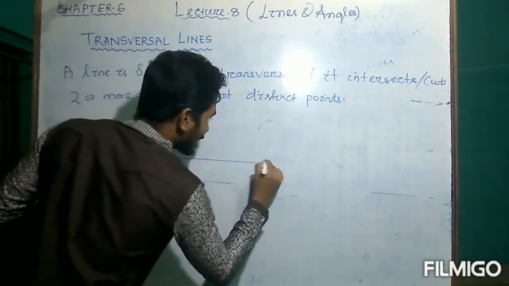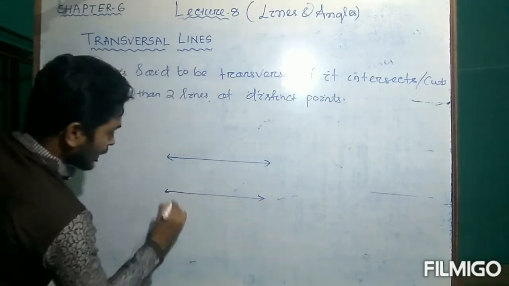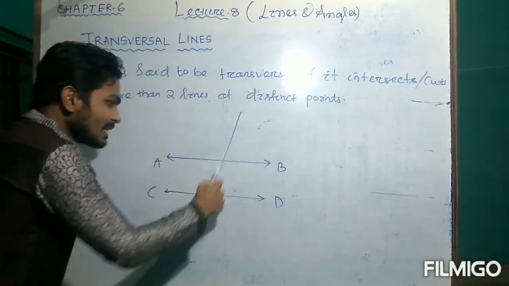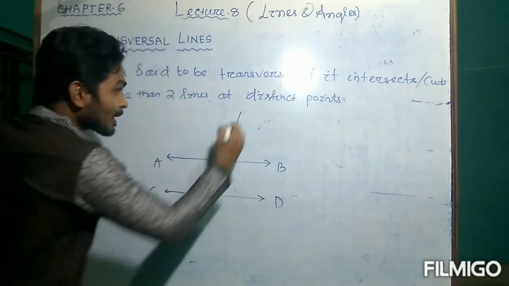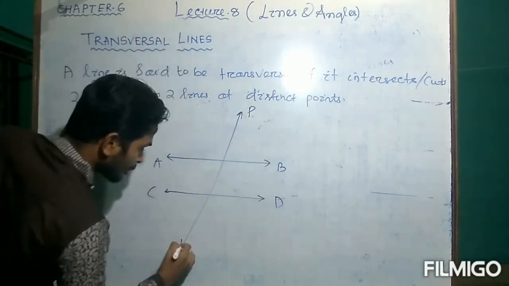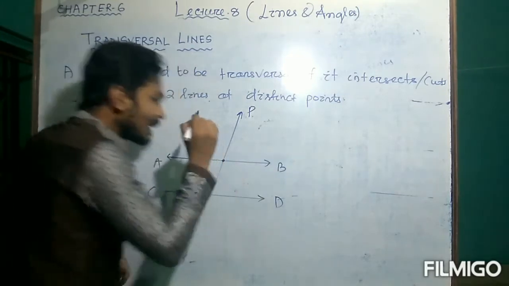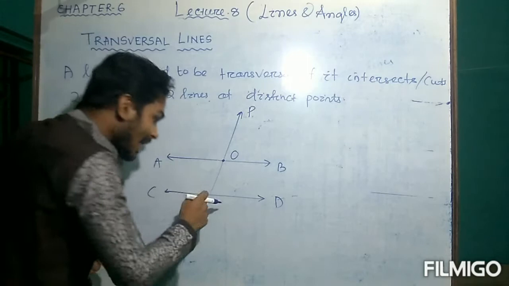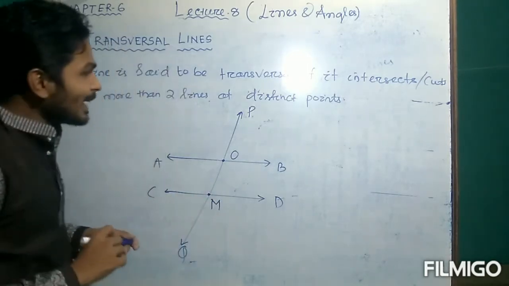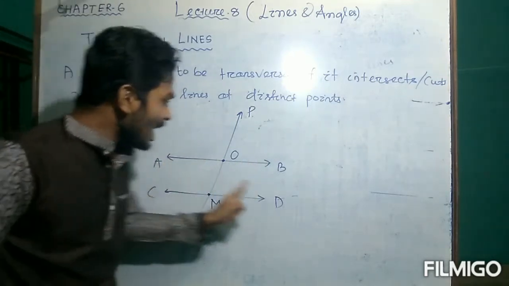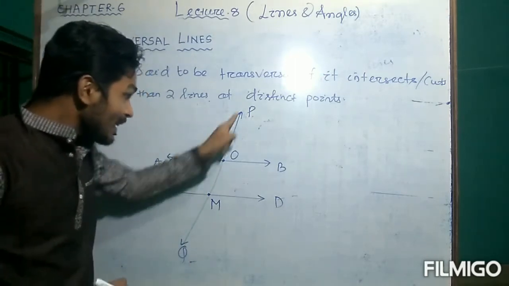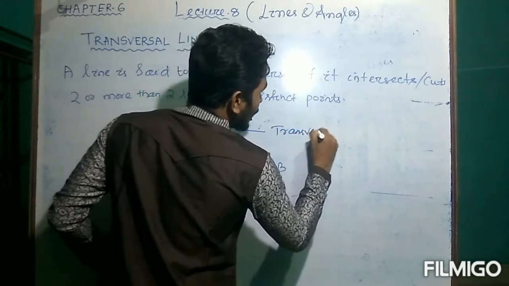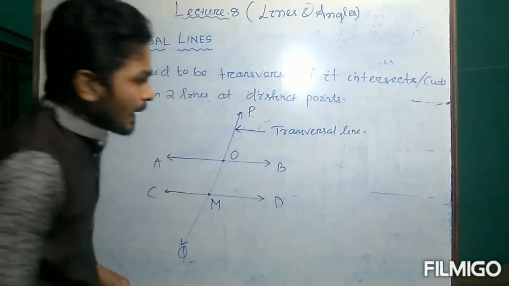Suppose there are two lines, AB and CD. Now we will draw another line which intersects these two lines at two distinct points. Let this line be PQ. Now this line intersects AB at a given point, suppose this point is O. And this line PQ again intersects line CD at another point, suppose this point is M. Now what you find is that line PQ intersects line AB and line CD at two distinct points. That's why this line PQ is known as a transversal line. So here the line PQ is the transversal. Understood?